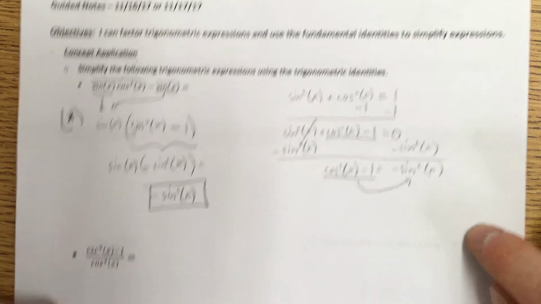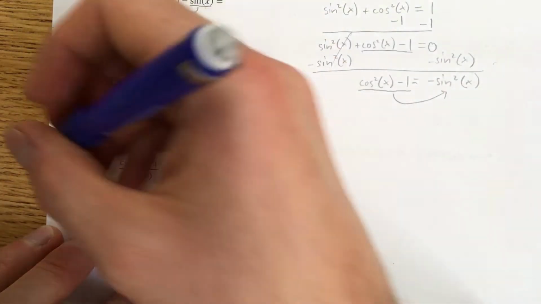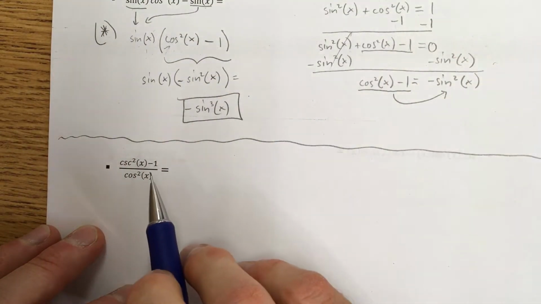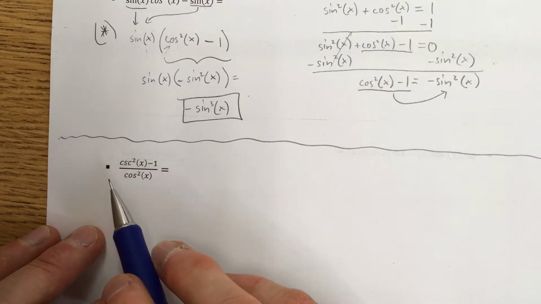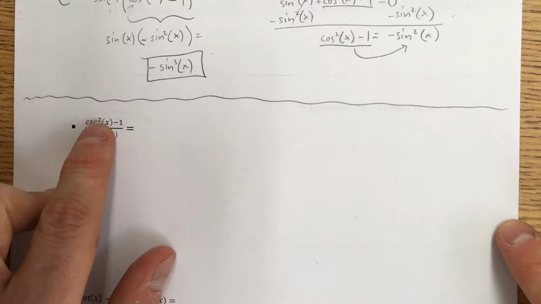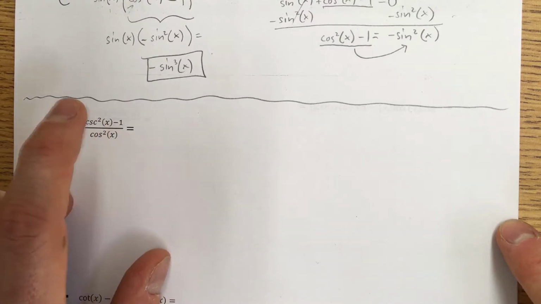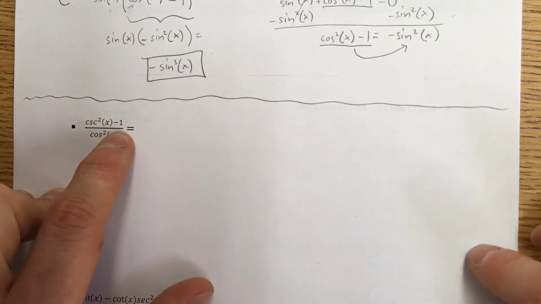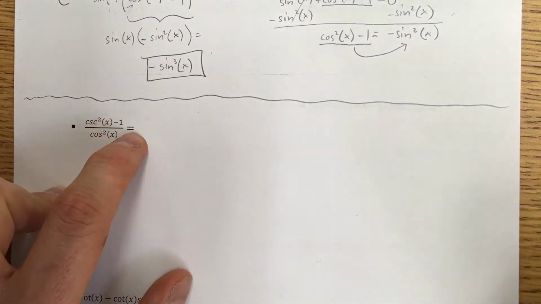Let's go on to the next one, different strategy. Here we're dealing with, I'm going to split this up. Here we're dealing with fractions, so we're going to talk about a strategy in a second. But first we have, again, cosecant squared and minus 1. Something squared minus 1. We should look at the Pythagorean identities. The one that deals with cosecant squared and 1.